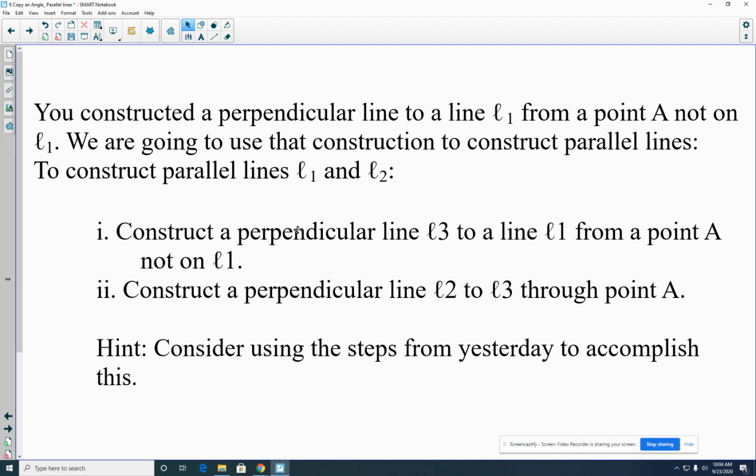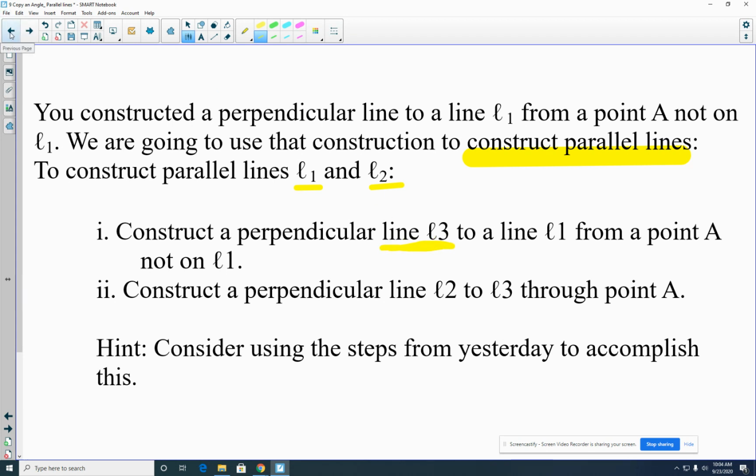Basically, yesterday we learned how to construct perpendicular lines. We're going to use this construction only and somehow construct parallel lines. So we're going to use perpendicular lines to construct parallel lines, which is going to be interesting. And the lines that are going to be parallel at the end will be labeled line 1 and line 2. Now, we constructed a perpendicular line to line 1 from point A. That's what we just did in the do now. We're going to actually label that line, line 3.